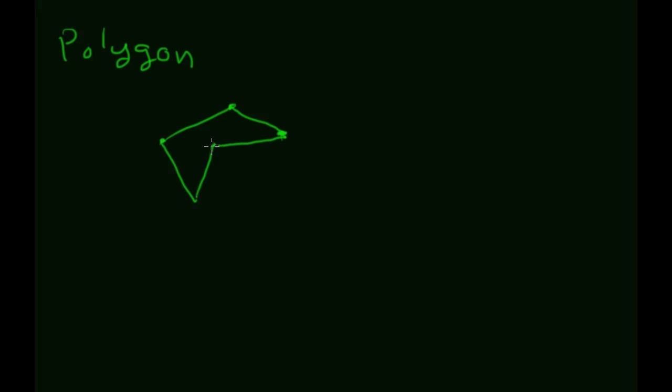And if two segments have a common endpoint, they cannot be collinear. So they actually have to move off that line and into another line. Okay, so we get different types of polygons.